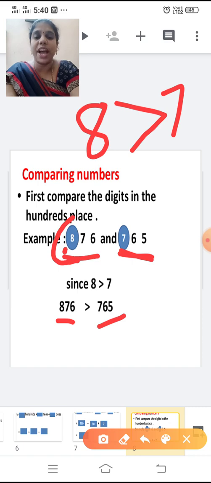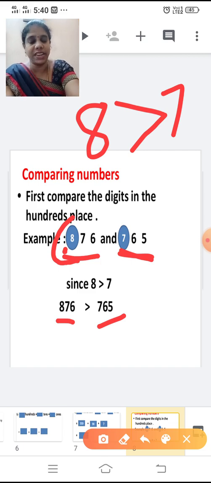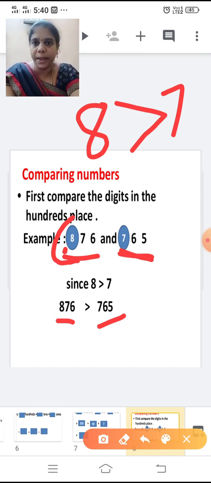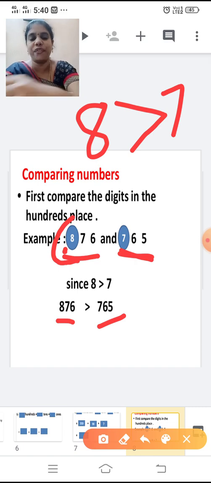First, what do we have to do? We have to compare from the leftmost part, that is the hundreds place. Here we have 8 in the first number, 876, and 7 in 765, in the hundreds place. So 8 is greater than 7. Since 8 is greater than 7, 876 is greater than 765.